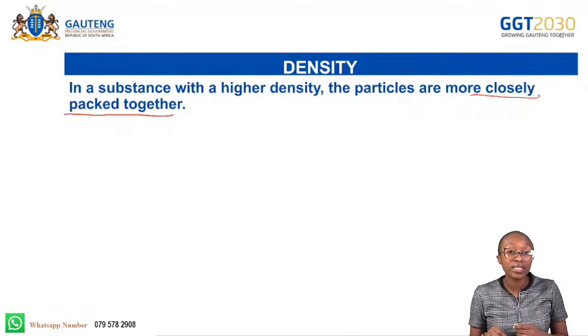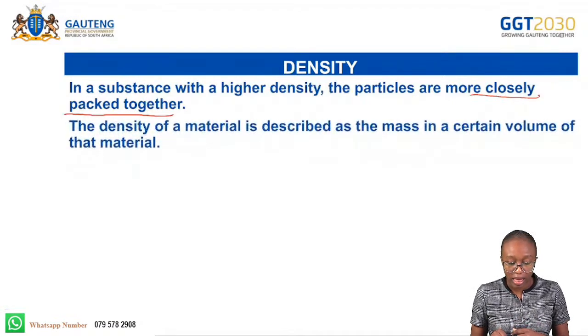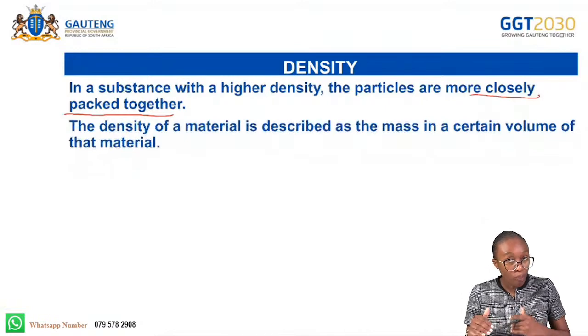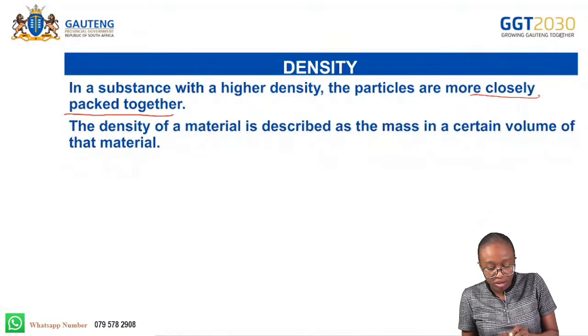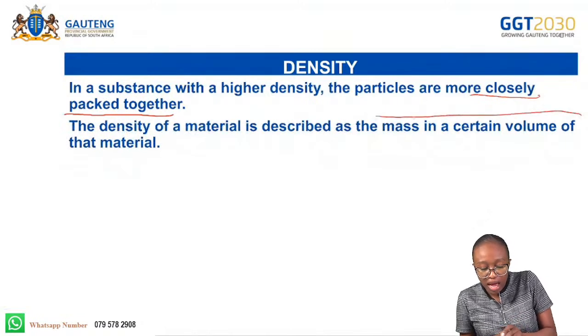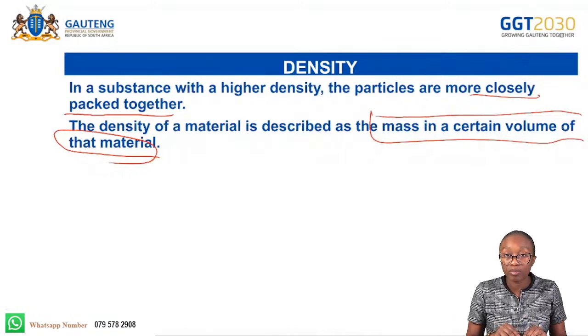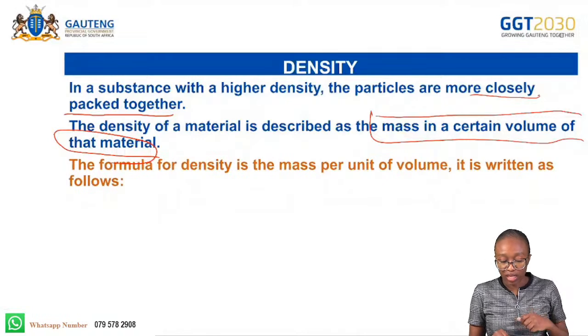So the iron had a higher density because its particles are closely packed together. Now, the density of a material, we said, let's go back to the definition. We said the density of a material is described as the mass in a certain volume of that material.